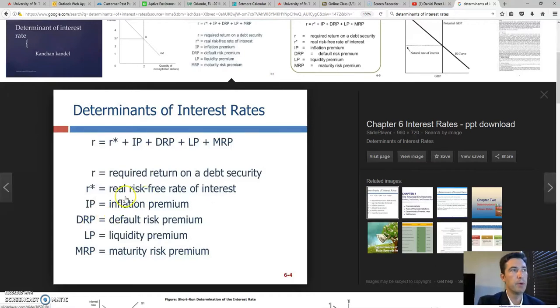So the second component that you see is the inflation premium. Whenever we lend money out to someone, we tend to look at what inflation is going to be like over that period of time. If inflation is going to be high, then we tend to charge a high inflation premium. If inflation is going to be low, like let's say 2%, then we add an additional 2% into the equation. So this is the inflation premium.